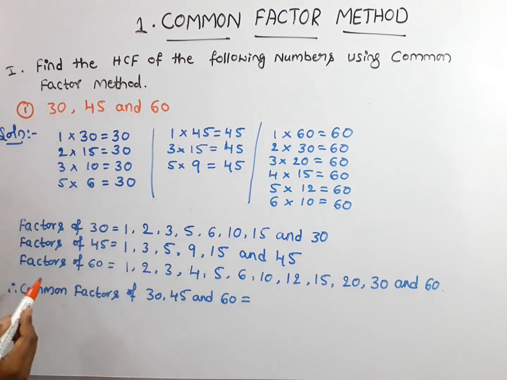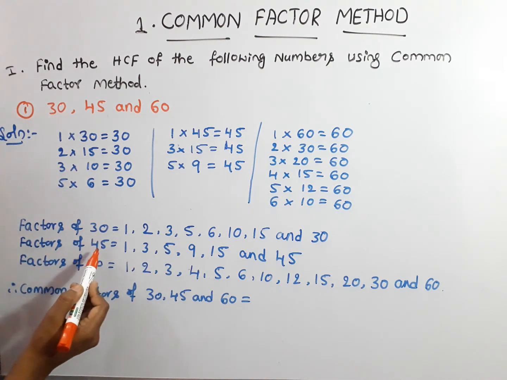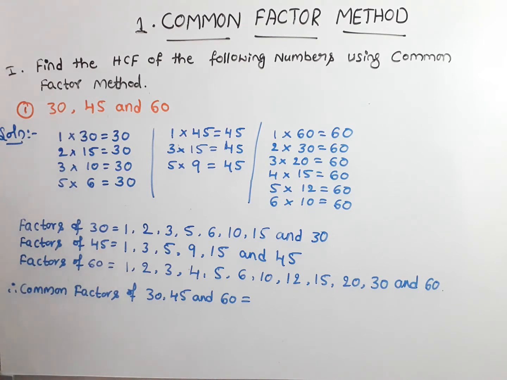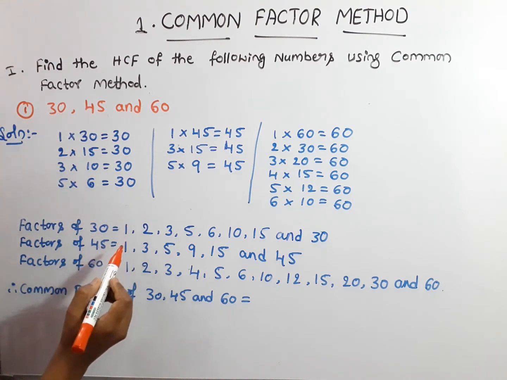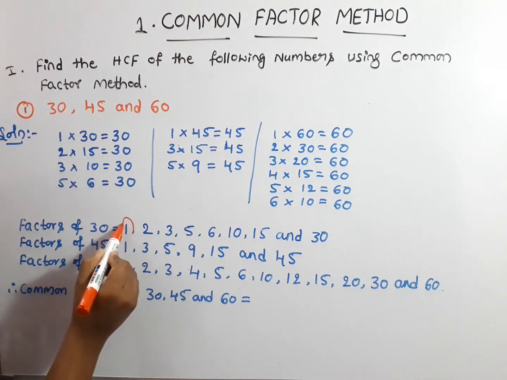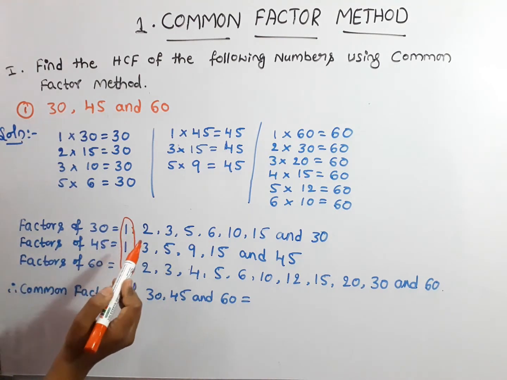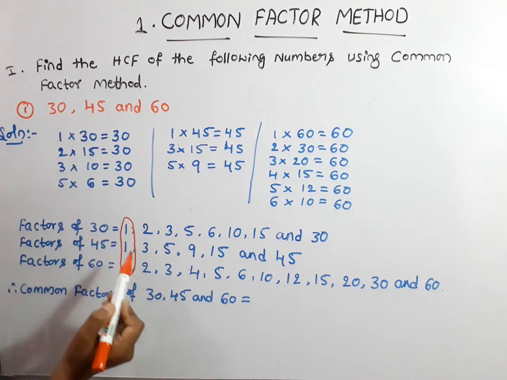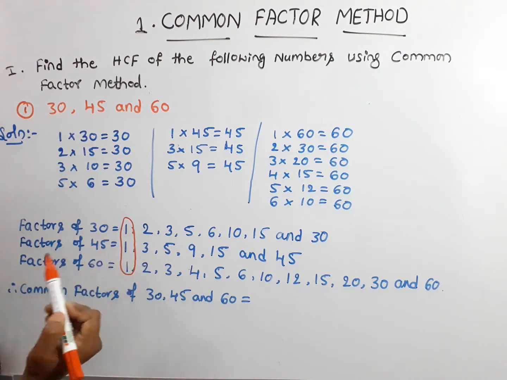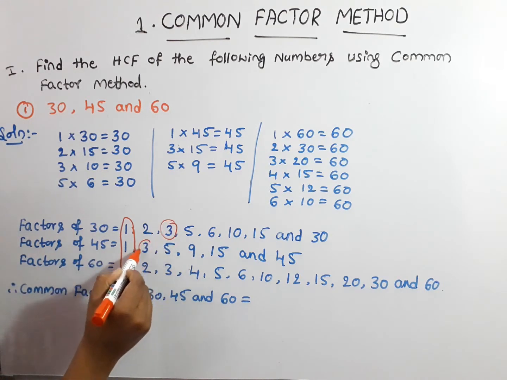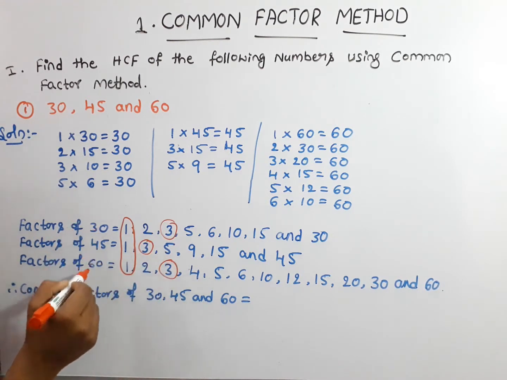Here I have written the factors of 30, 45 and 60. Students, so in this observe the common factors of 30, 45 and 60. Check with 1. Observe carefully. 1 is a common factor of these three numbers. And check with 2. 2 is a factor of 30 and 60. 2 is not a factor of 45. So then check with 3. 3 is a factor of all these three numbers.